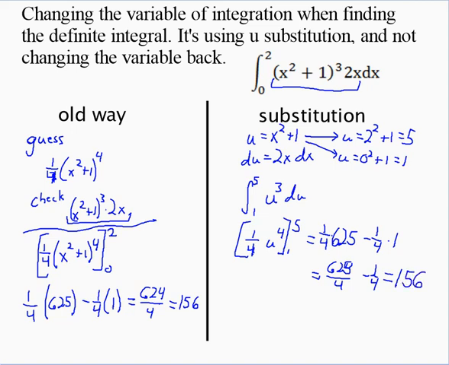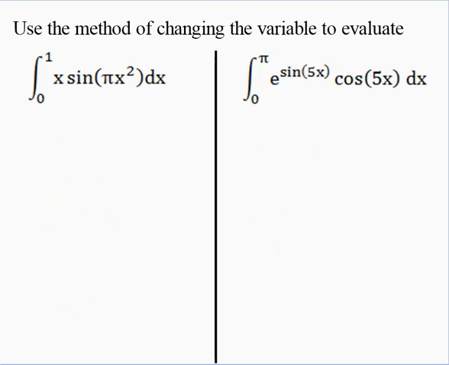So we're able to change our interval here that we're working with when we change our variable. So let's take a look at this one. Our main function looks like it's a sine function, sine of this thing. So since our main function is sine, we'll let u equal pi x squared, which means du, we know we'll need that, is 2 pi x dx.